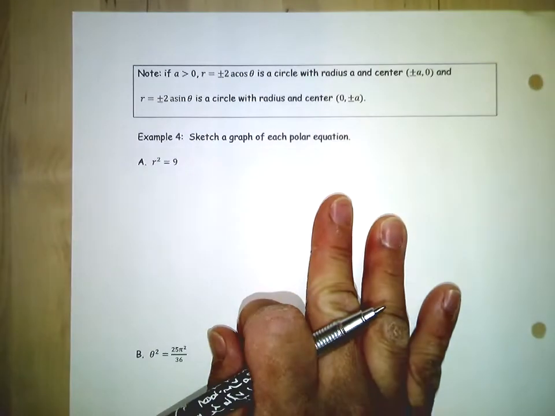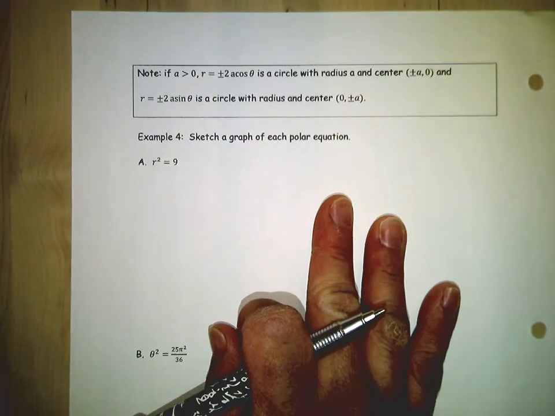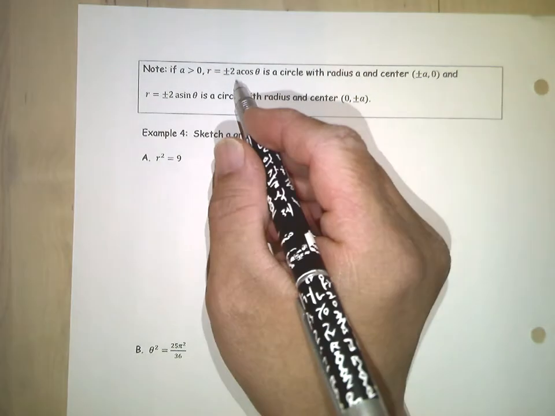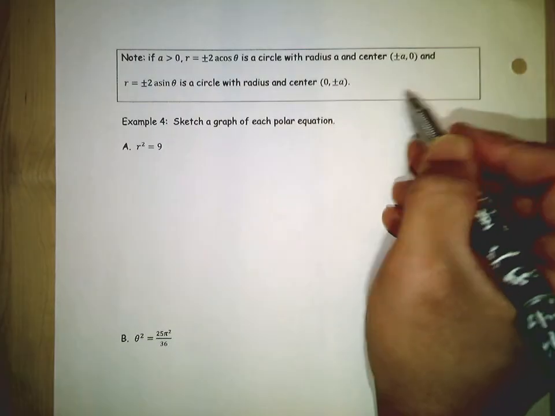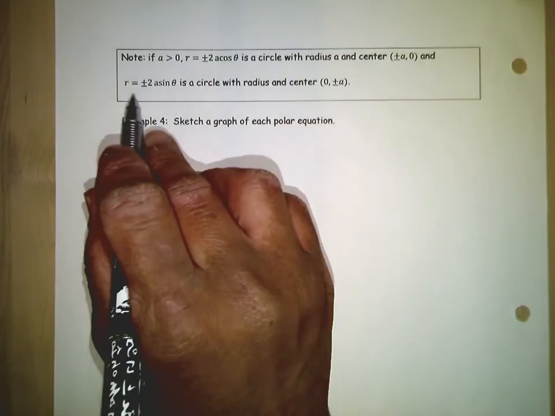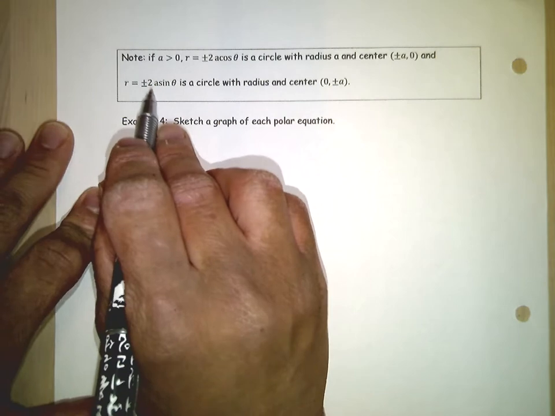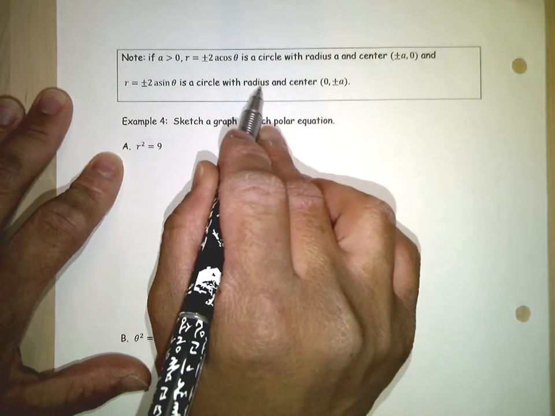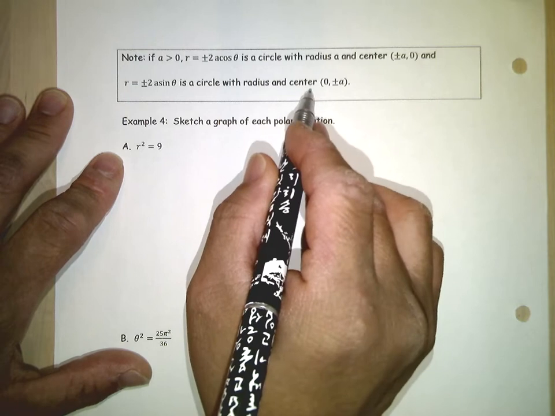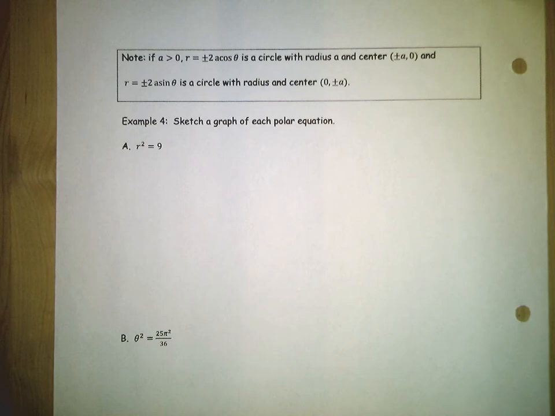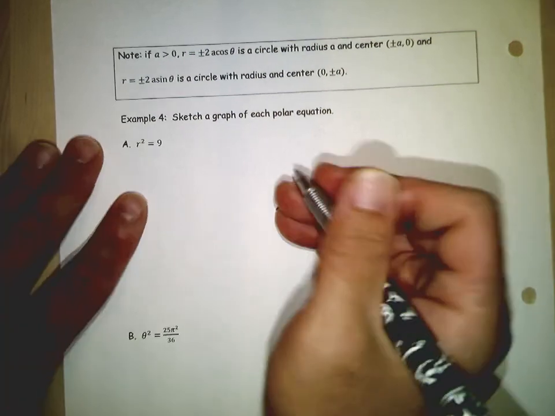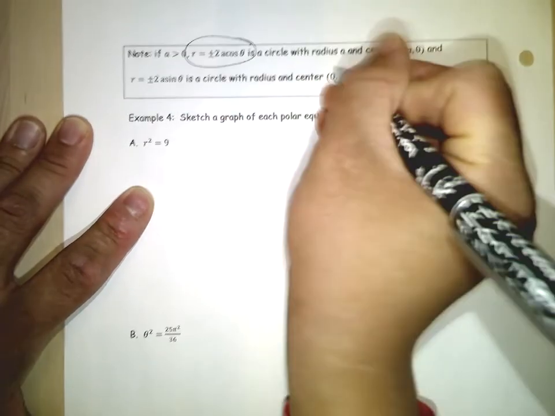If a is greater than 0, then r equals plus or minus 2a cosine of theta is a circle with radius a and center plus or minus a, 0, and r is equal to plus or minus 2a sine of theta is a circle with radius a and center at 0, plus or minus a. So please try to remember this for the rest of your life. Now sketch a graph of each polar equation. So remember that these are all in r equals format.